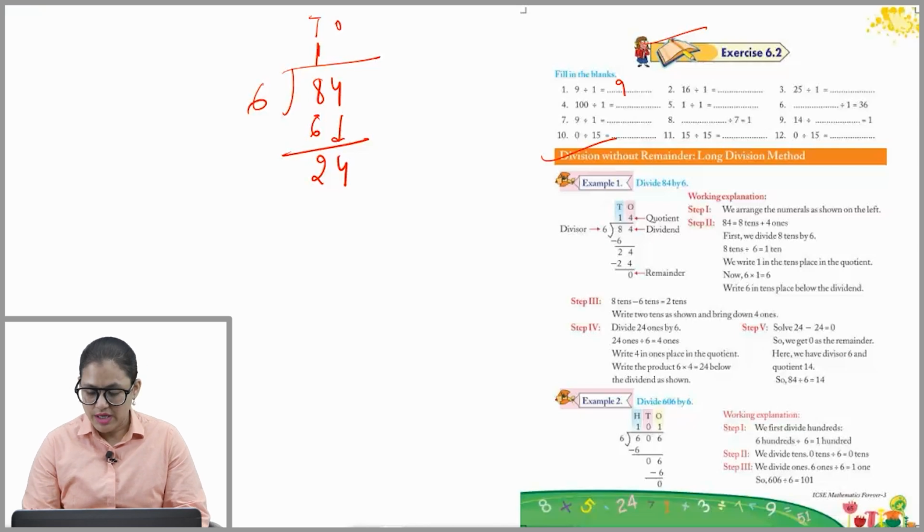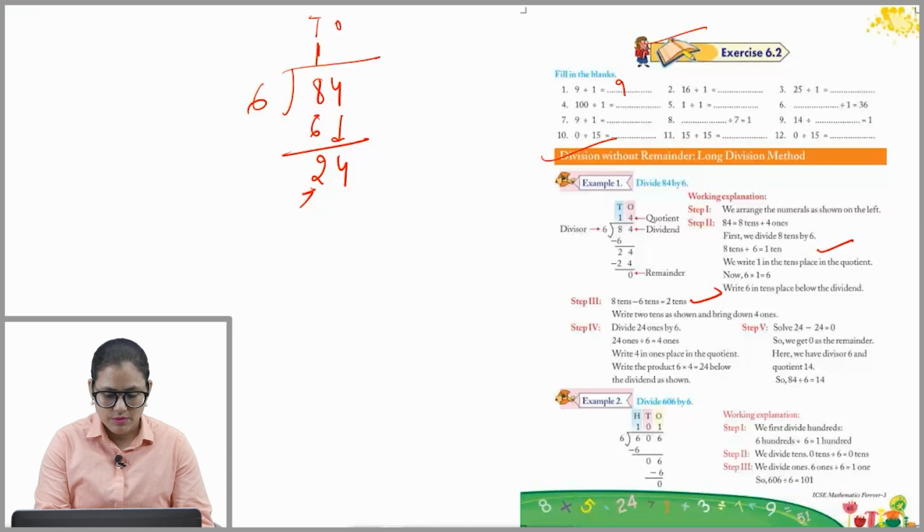Okay, so we write 1 in the tens place in the quotient. Now 6 into 1 is equal to 6. Write 6 in the tens place below the dividend. 8 tens minus 6 tens is equal to 2 tens. Write 2 tens as shown and bring down 4 ones. Now divide 24 ones by 6. 6 fours are 24, and 24 minus 24 is 0.